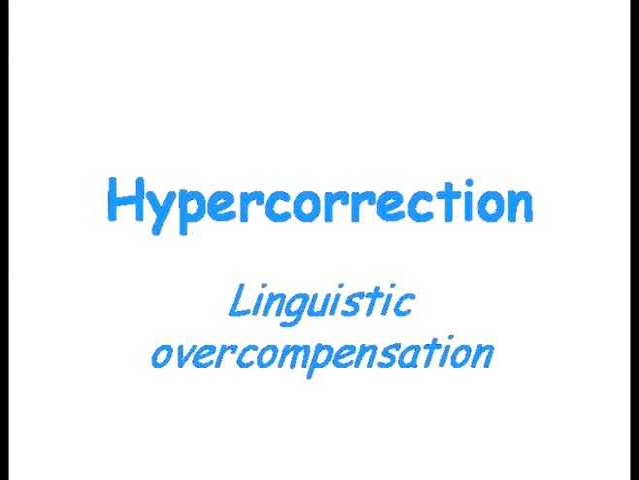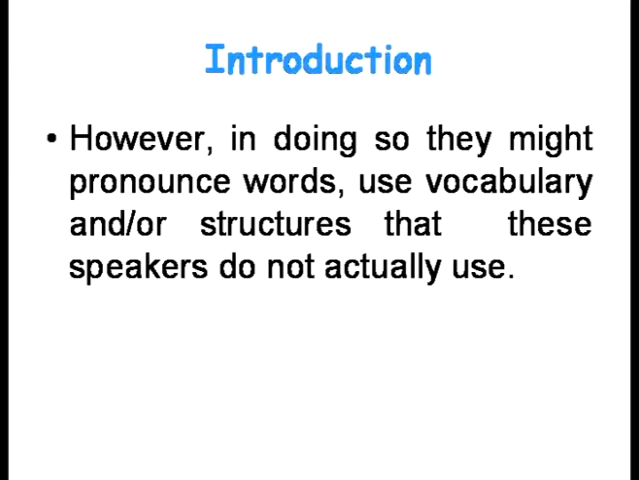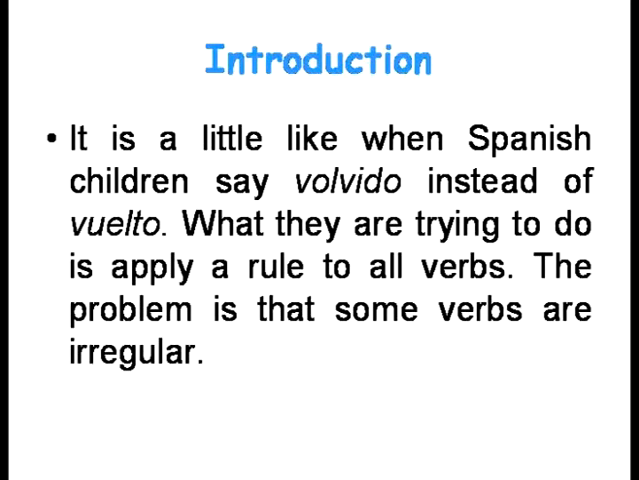Hypercorrection or linguistic overcompensation. Hypercorrection is when speakers try to imitate the pronunciation, vocabulary and/or structures of speakers of the prestigious variety of a language. However, in doing so, they might pronounce words, use vocabulary and/or structures that these speakers do not actually use. It is a little like when Spanish children say volvido instead of vuelto. What they are trying to do is apply a rule to all verbs. The problem is that some verbs are irregular.